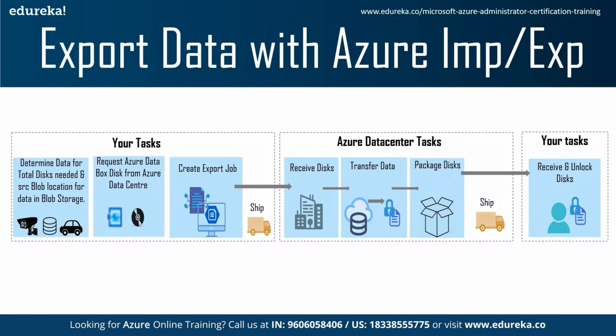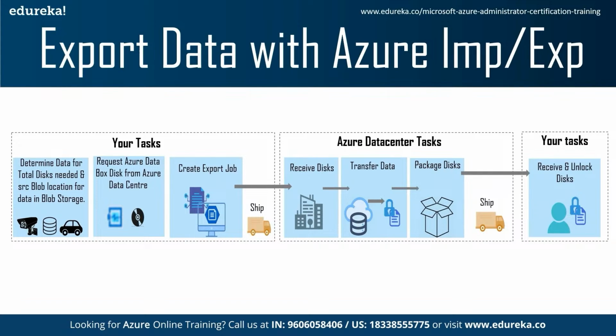To export data, you complete the following steps. The first one is to determine the data to be exported, the number of drives you need, and the source blobs or container paths for your data in Blob storage. Second, request an Azure Data Box disk from the Azure data center, or you can send a disk yourself to the Azure data center in your nearby region, and provide the return address and carrier account number for shipping the drives back to you.